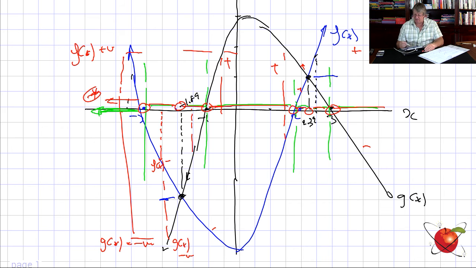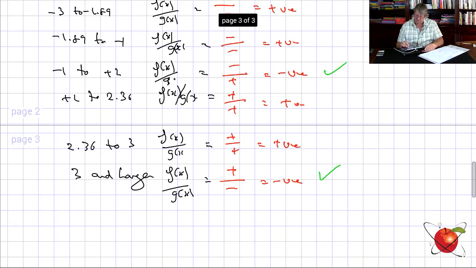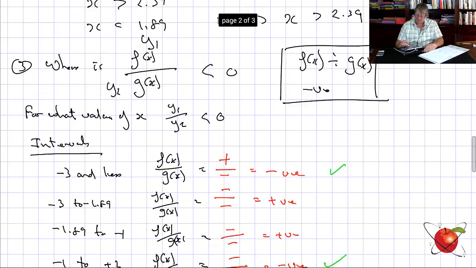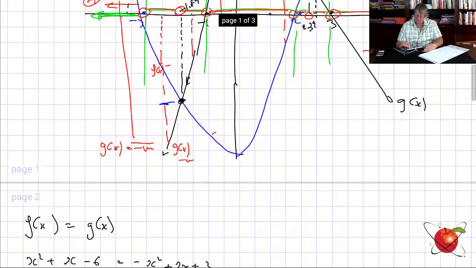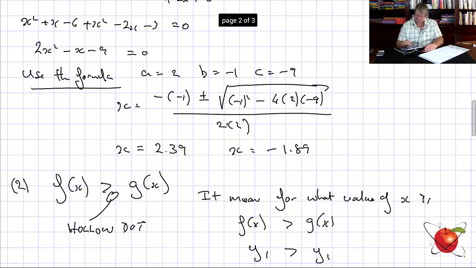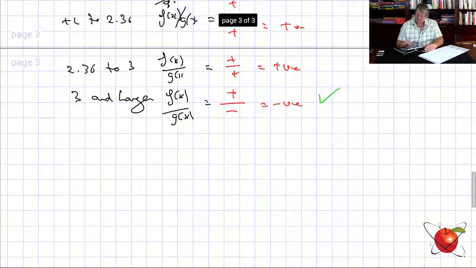It's also negative where? Let's go back to the next piece. Negative in the zone from minus 1 to plus 2, so there as well, okay? And also there. So basically, once we've got the intervals, we can actually write them down.